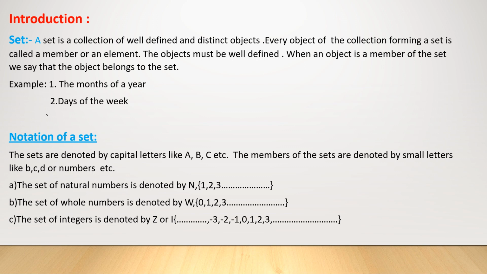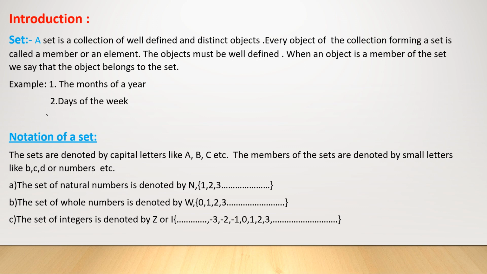Notation of a set. The sets are denoted by capital letters like A, B, C, etc. The members of the sets are denoted by small letters like b, c, d or numbers, etc.